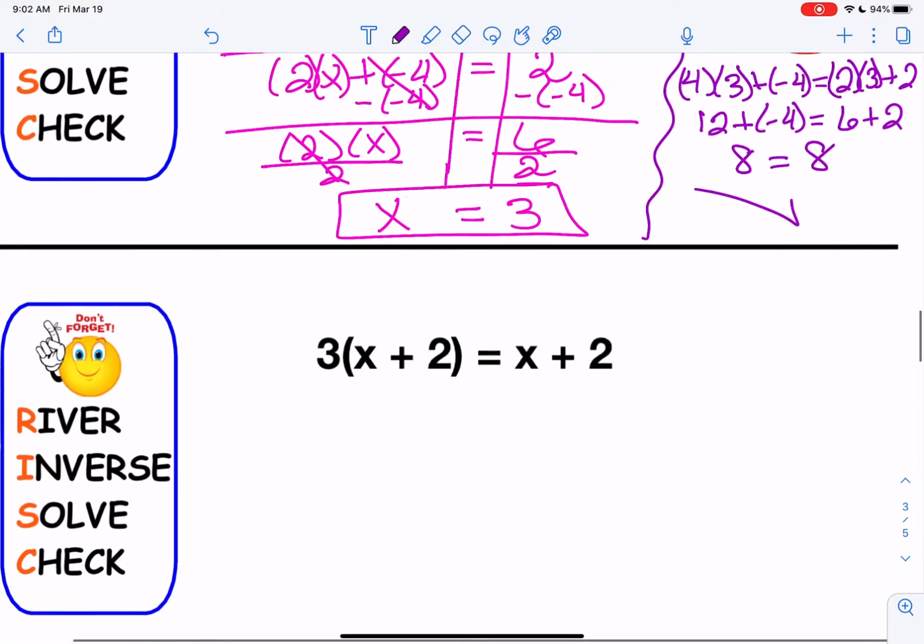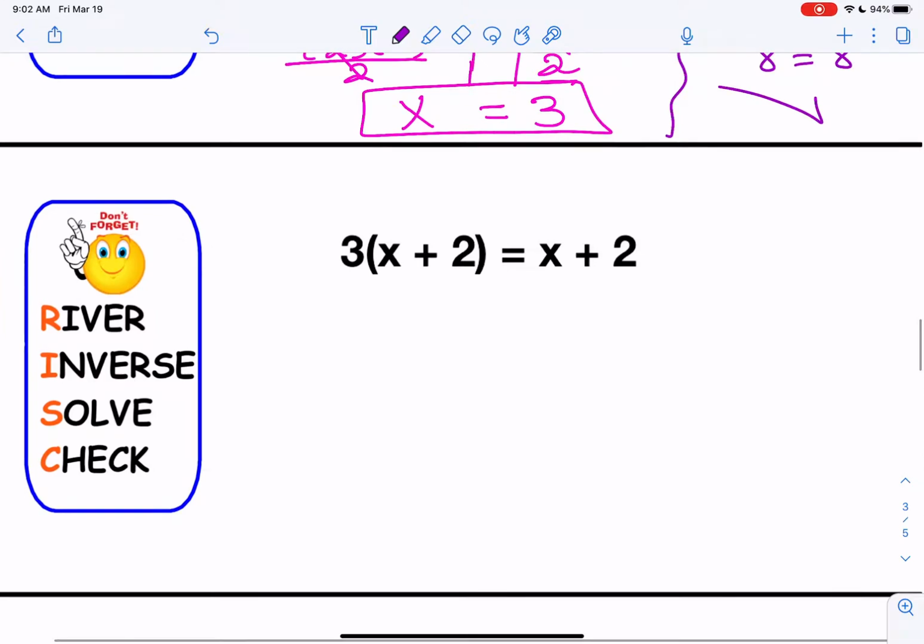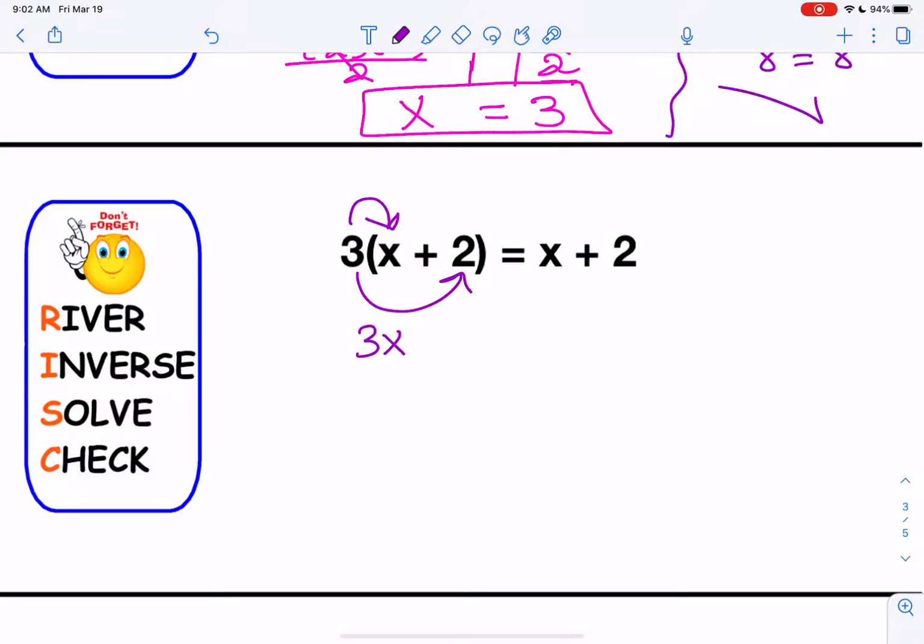All right, let's take a look at our second example. Our second example has 3 times x plus 2 equals x plus 2. So step number 1, we simplify before starting the risk method. In this case, we have the distributive property, right? We have parentheses with stuff going on the inside. So that's what we need to get rid of. So the distributive property says we do 3 times x and then 3 times 2. And we get 3x plus 6 equals x plus 2. There are no terms to combine, so we're going to go ahead and start the risk method.